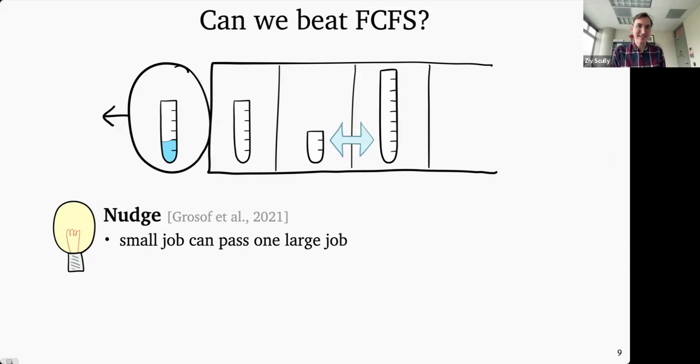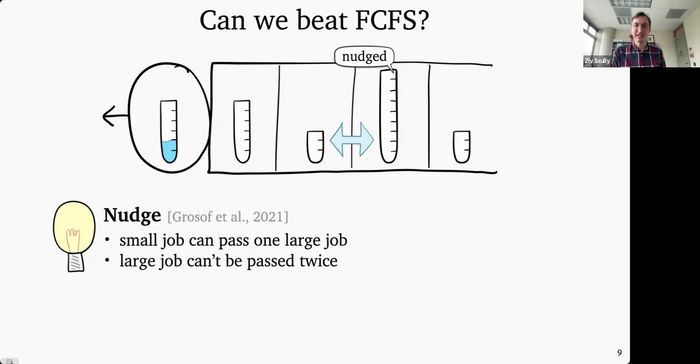Okay, but then we can't go even slightly towards SRPT, right? And so nudge has a very conservative failsafe, which is once a large job gets nudged, it can't be nudged again. A large job can't be passed twice. So we mark this job as nudged. And so if a new job arrives, even if it's super small, we're not switching it.